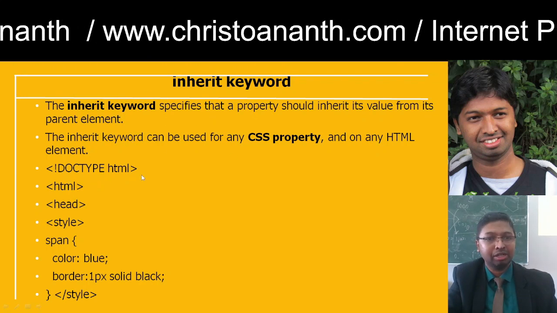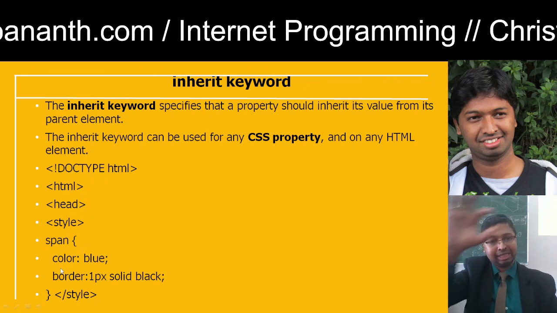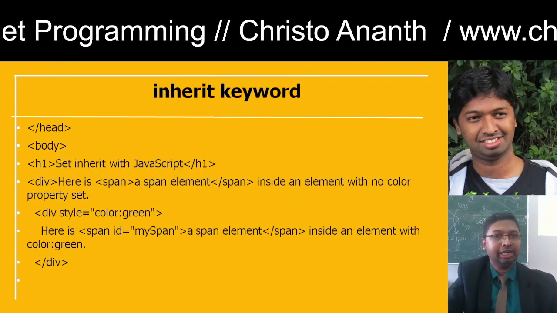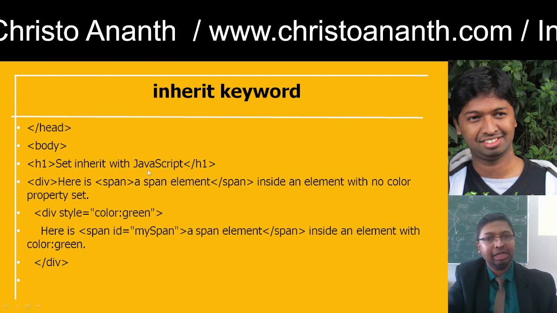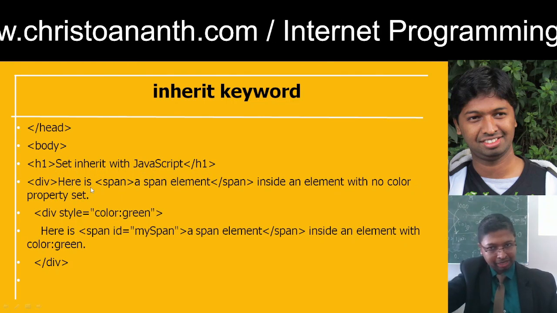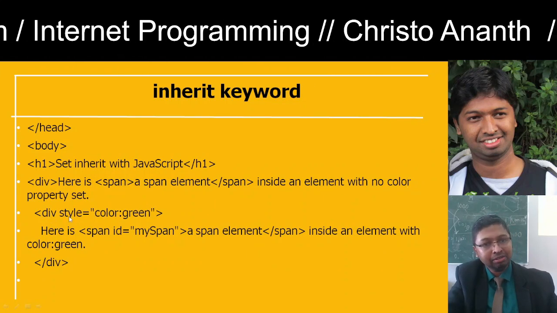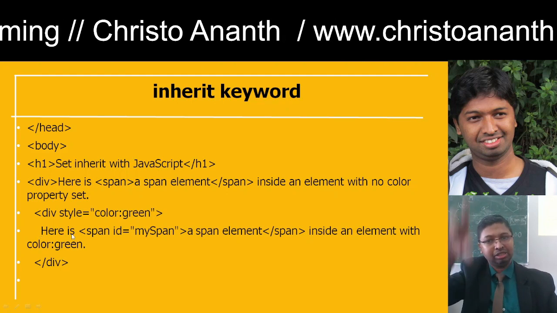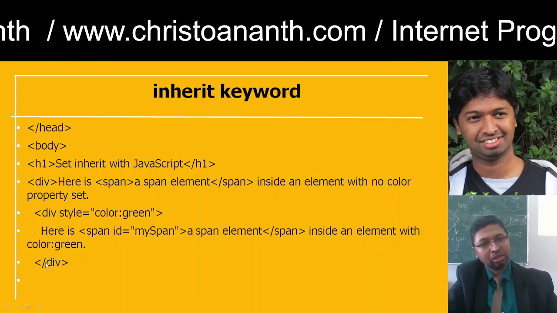For example, doctype HTML, head, style, span, color blue, border black. Close the style, and then close the head, and then with the body, set inherit with JavaScript. Here is a span element, inside an element with no color, and div style color green. The span ID my span, that's a box, inside an element with color green, close the div.